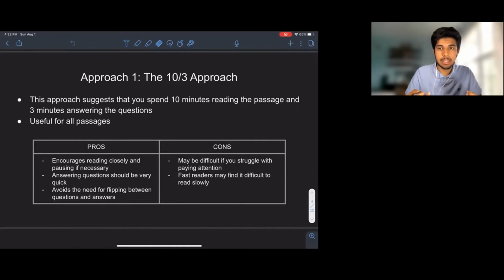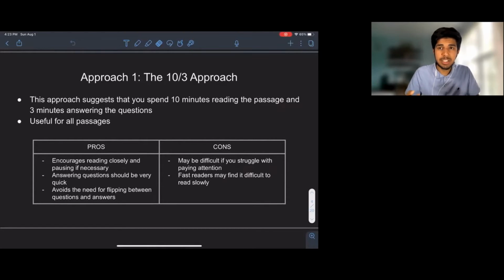And you want to do this so that you can answer the questions in 3 minutes. 3 minutes is not a lot of time to answer the questions, but there are usually maybe 12, 13 questions per passage. So if we spend 10 minutes to read and very carefully analyze the passage while we're reading, those 3 minutes we won't have to worry about, because we'll be able to answer the questions very quickly. And that's the second bullet point for the pros.